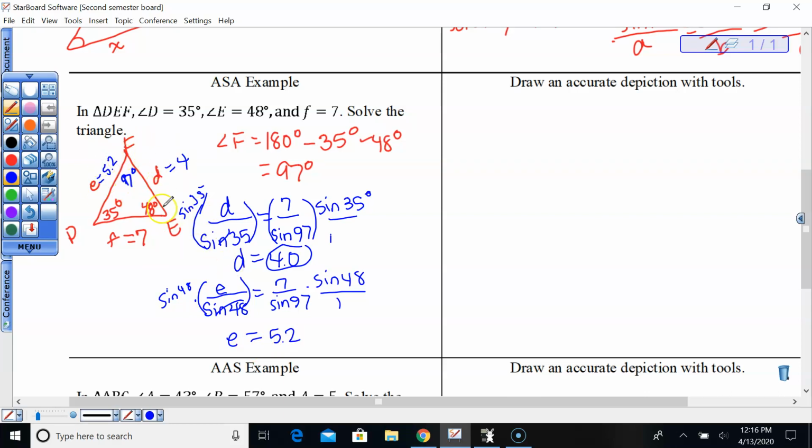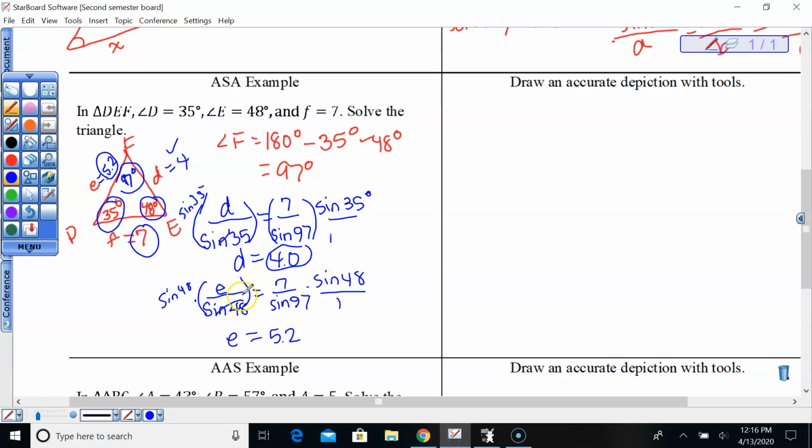Now let's just double check and make sure these things make sense. Okay, so my smallest angle is 35, so that should be opposite my shortest side of the triangle, 4. So that's good. My medium sized angle, 48, is opposite my medium sized side, which is 5.2, and my biggest angle is opposite my largest side. So just a little way to check to make sure you're on a good track there. So just to double check your work.